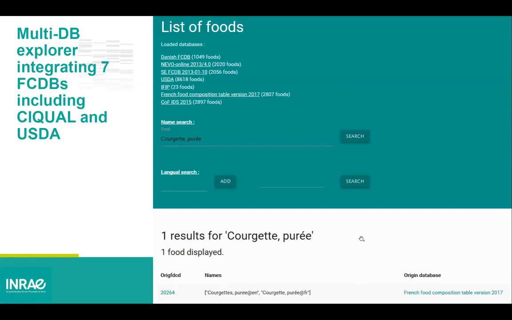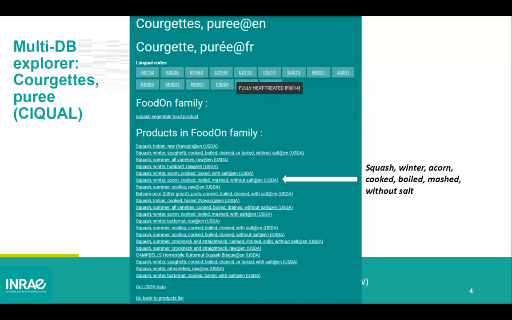If you click on this food product, you come to this new screen, and you can see that we have the Langual description of this food, courgette purée, which is a set of facets expressed in the Langual standardized vocabulary. And here we see that the courgette purée is fully heat treated. It is one of the facets.